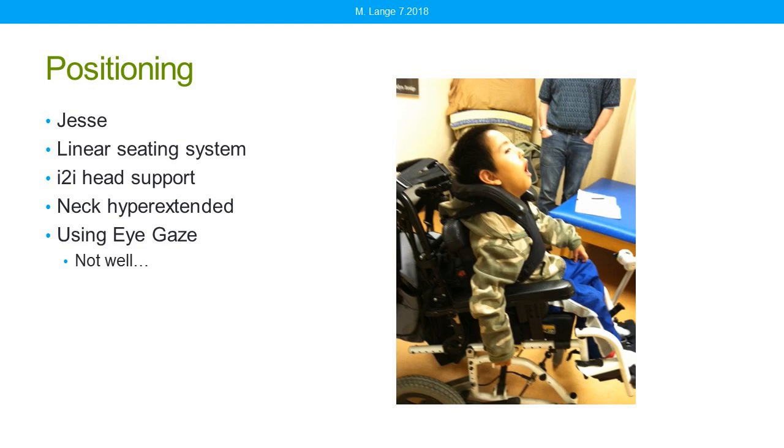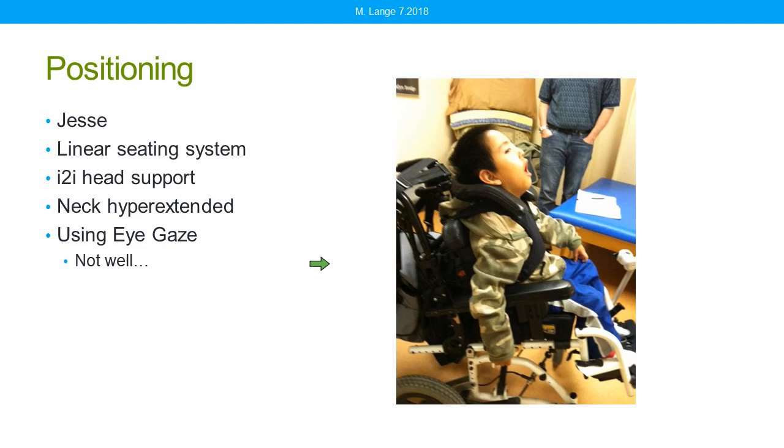Let's look at another example. This is Jesse. Jesse has a linear seating system. This means it has fairly flat surfaces that are behind him and underneath him, the seat and the back. He has a rather unique head positioning system here called the eye to eye. It's available from Stealth Products, but his neck is hyperextended. Now you can't see all of his neck here, but if you look at the position of his head, you can see that it's tipped rearward. His neck's hyperextended, and that's going to impact his ability to use his technology.